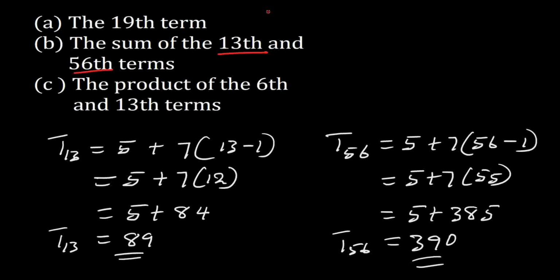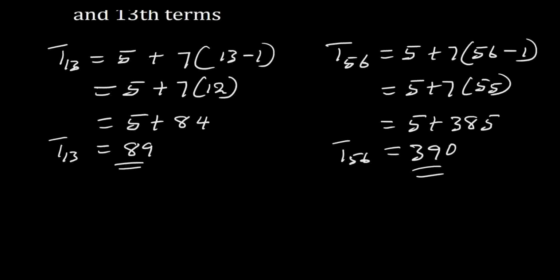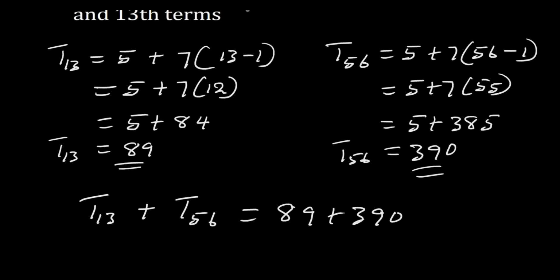So the sum of the 13th and the 56th terms would be equal to the 13th term plus the 56th term, which is 89 plus 390. 390 plus 89 is equal to 479. So this is the answer to part B of this question, and I hope this makes some sense.